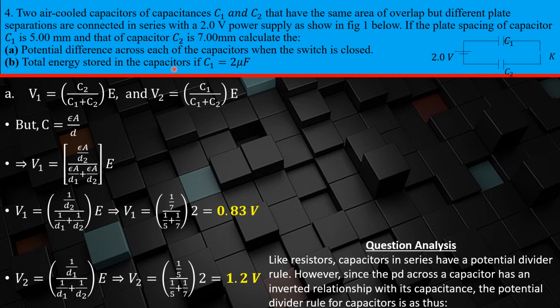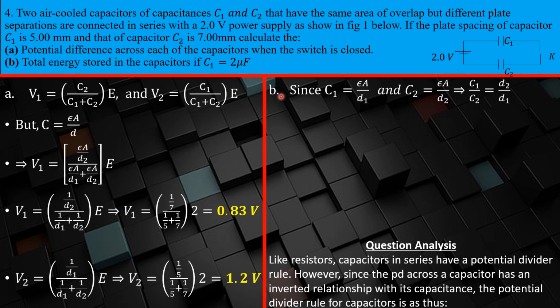So the next part says the total energy stored in the capacitors if C1 equals 2 microfarad. Now you need to get C2, okay? So how do you get C2? Well, since C1 is epsilon A over D1 and C2 is epsilon A over D2, if we ratio C1 to C2, we're actually going to get D2 over D1. Epsilon A will cancel out, and you get D2 over D1. Now, what that means is you are going to make C2 the subject from here. So our C2 is going to be D1 over D2 times C1, all right? So when you put in what D1, D2, and C1 are, you realize our C2 is just 1.4 microfarads. Again, that's just math.